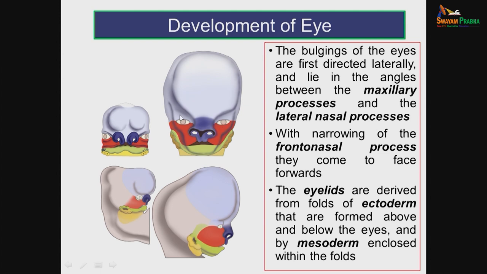The eyelids that you are seeing here are derived from folds of ectoderm. They lie above and below the eye, and below the ectoderm you have the mesoderm, which is enclosed within the folds. So eyelids are derived from the folds of ectoderm that are formed above and below the eyes, and by the mesoderm which is enclosed within these folds.